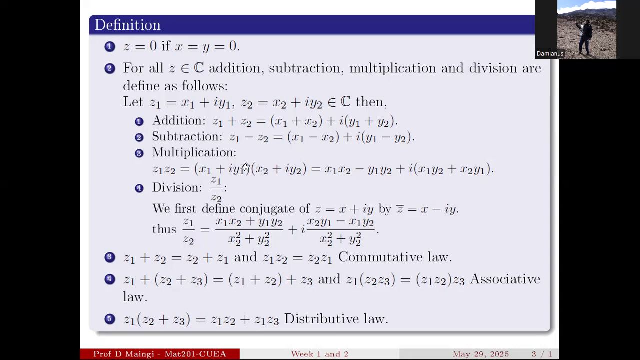Do you remember when you multiply i times i, you get i squared, but i squared is minus 1. So that's why you have this number here. This is i squared Y1Y2, but i squared is minus 1. So the product of these two numbers is X1X2 minus Y1Y2, plus iX2Y1, plus iX1Y2. So the real part will be X1X2 minus Y1Y2, and the imaginary part will be X2Y1 plus X1Y2.